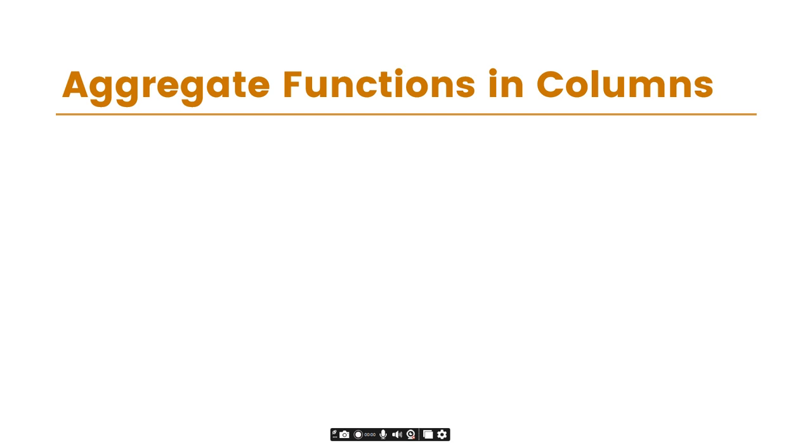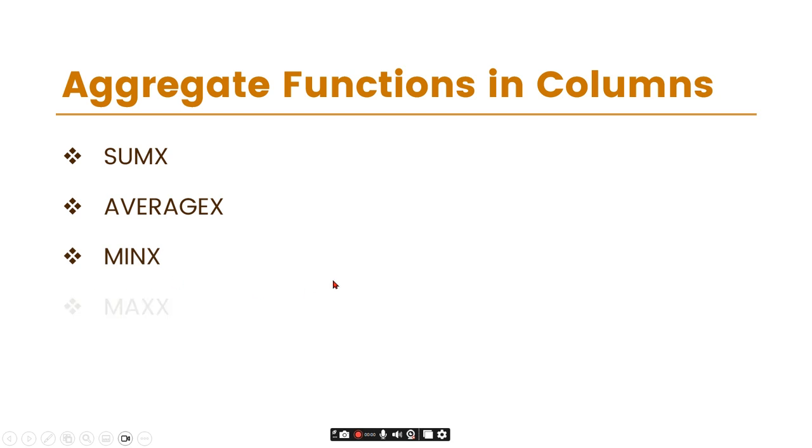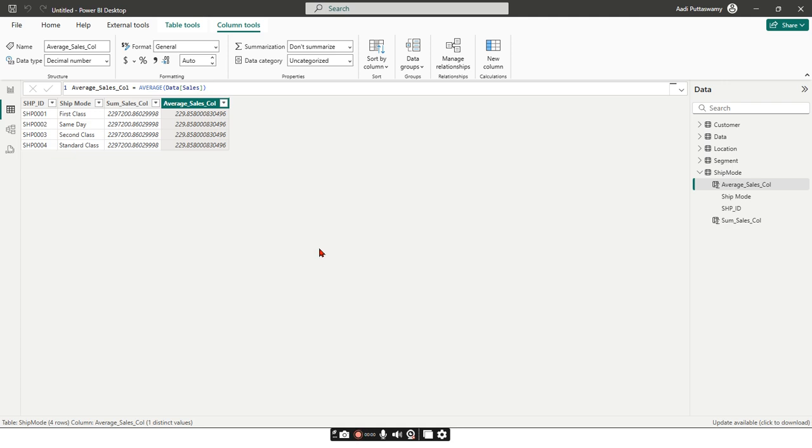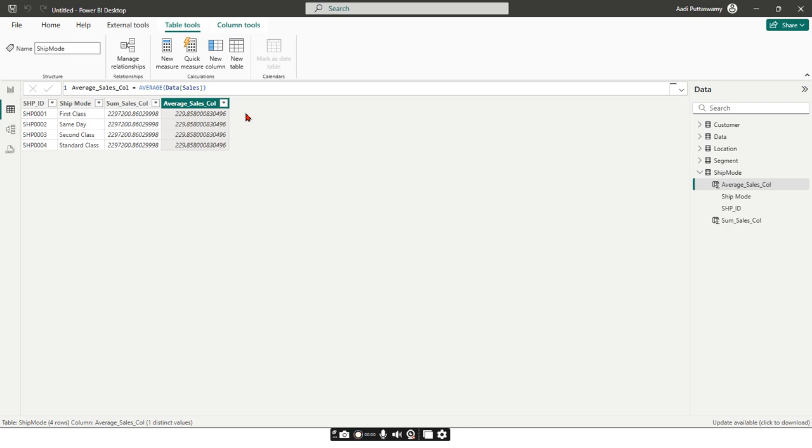In that case, we have the aggregate functions which we can use in calculated columns, that is SUMX, AVERAGEX, MINX, MAXX and COUNTX. Let's go back to our Power BI window, and here we'll try to create the SUMX, AVERAGEX, MINX, MAXX and COUNTX functions. We'll go to table tools, new column. First we'll take sum of sales.